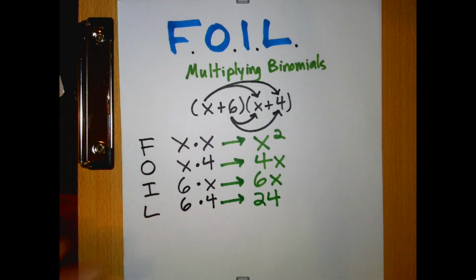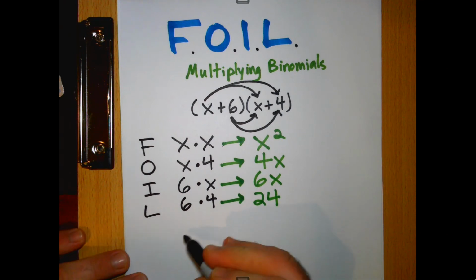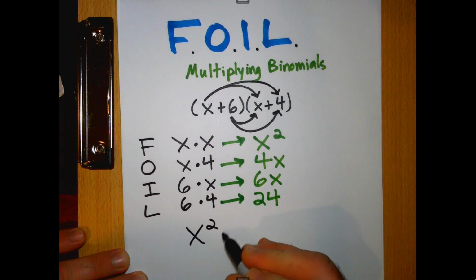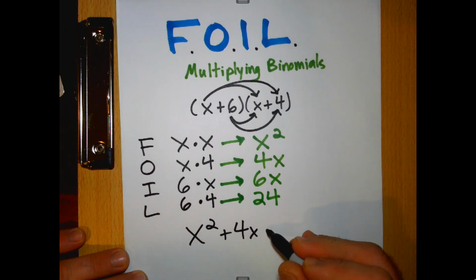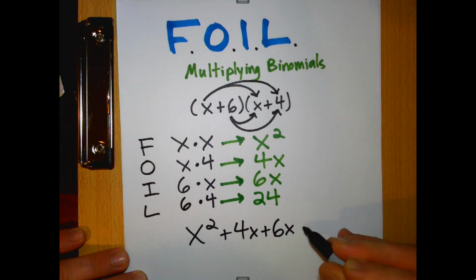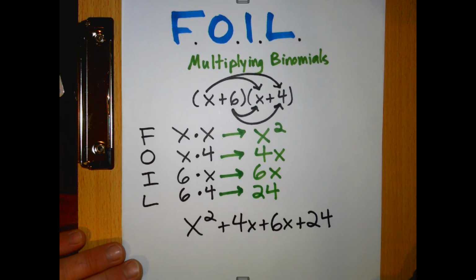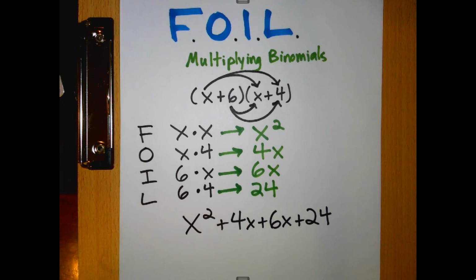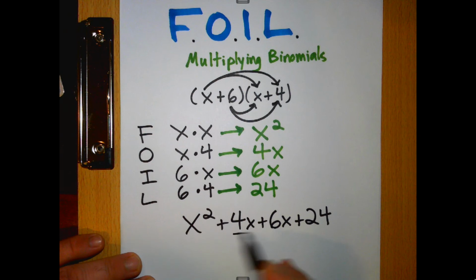So now that you have these, you just want to put them in order. And so you'd have x squared plus 4x plus 6x plus 24. So before we can finish it, we want to combine like terms. Do we have any like terms? Yes. 4x and 6x are like terms, so we can combine those like terms to be 10x.